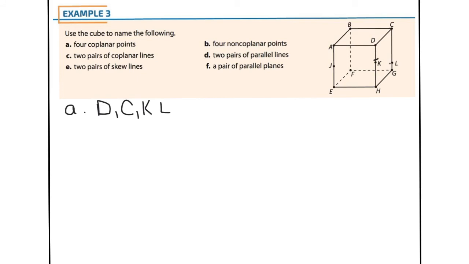B says 4 non-coplanar points. So I can pick 3 of those points that I already had and one that's different, but I'll try something else. I want you to always look at the figure. So I'm going to look at this plane right here. There's a plane right there. And I'm going to pick 3 of those points. So how about A, B, and D? Now those are coplanar points, but I want non-coplanar. So I'm going to pick one that's not on that plane, and that would be E. So that would work.